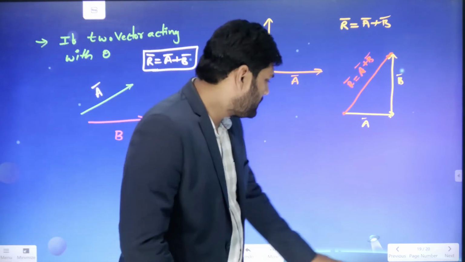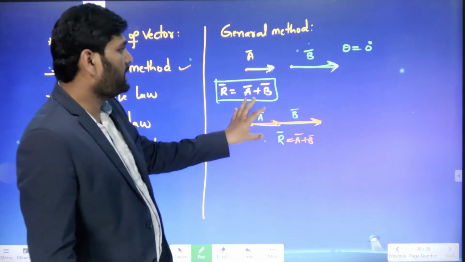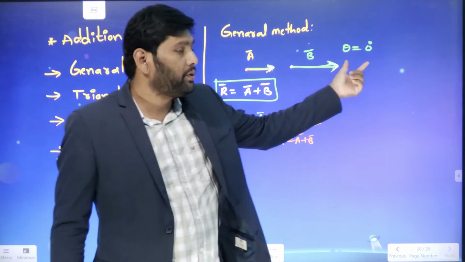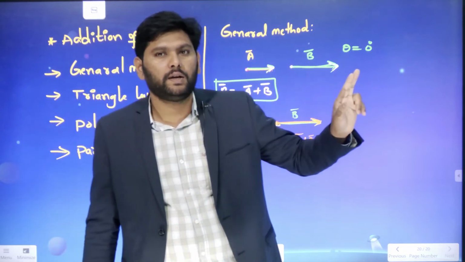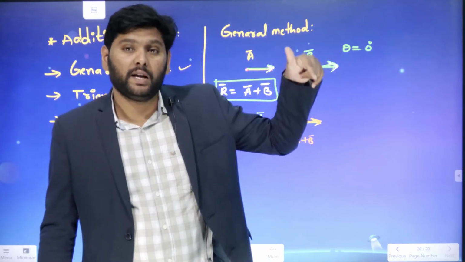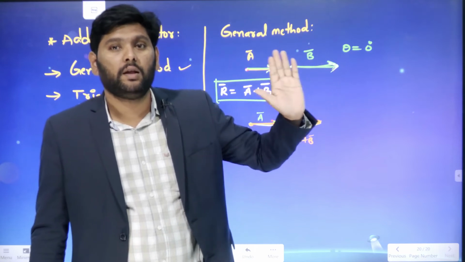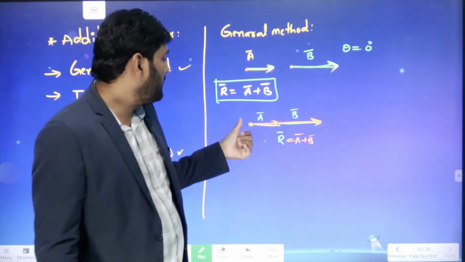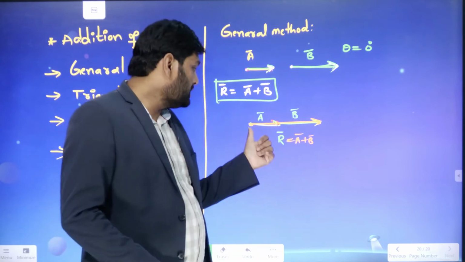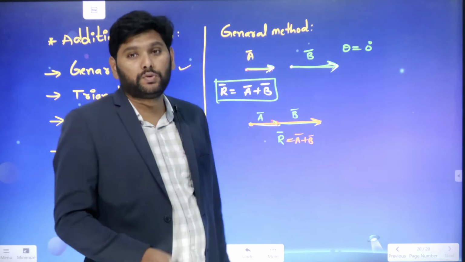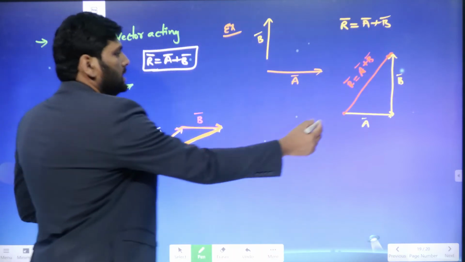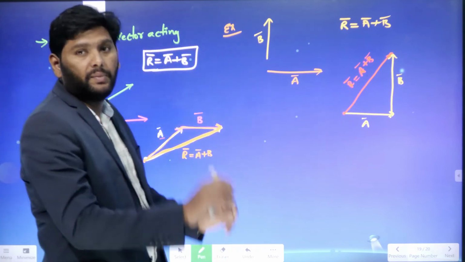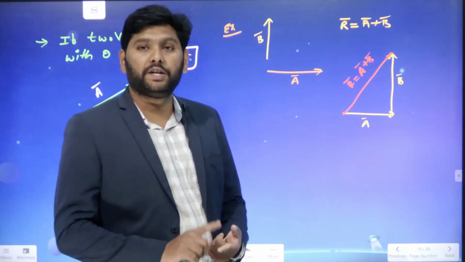Got my point? So look here. When the two vectors act at 0 degrees, how have we added? Every time, what is the addition rule? The first vector's head and the second vector's tail must be joined, and the resultant is taken from initial to final. Here also we did the same. Here also we did the same. So this is your general method of vector addition.